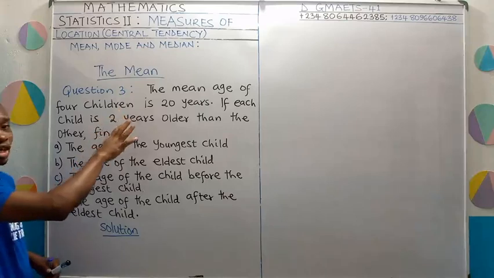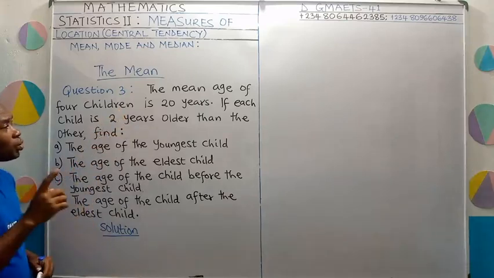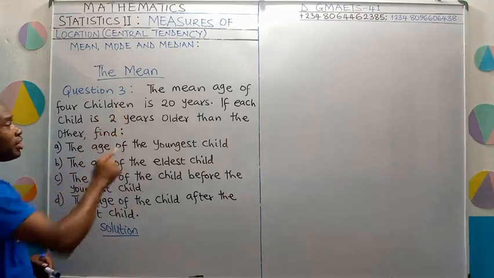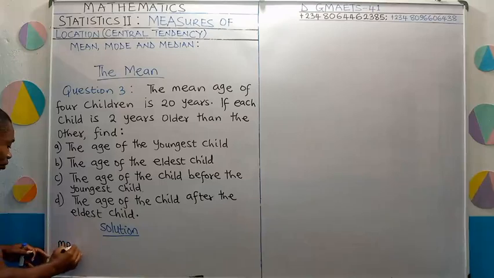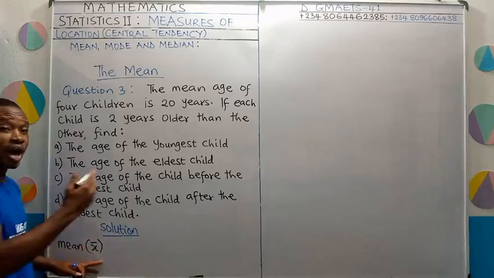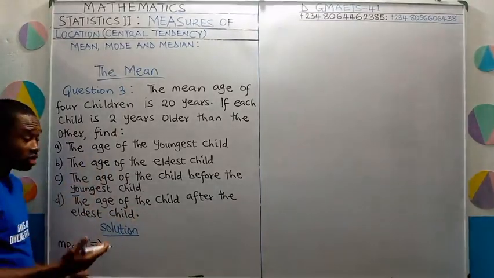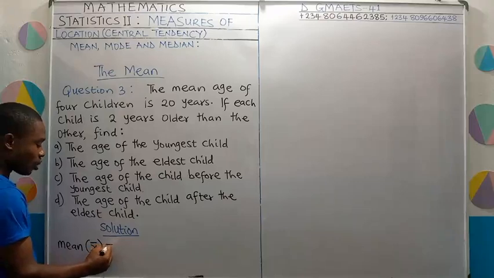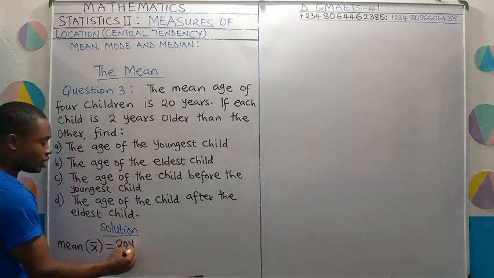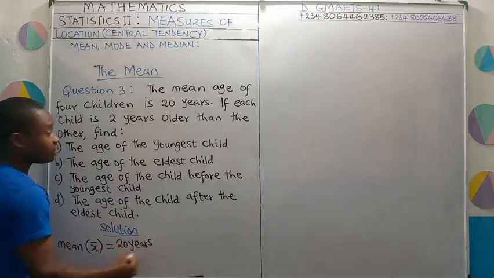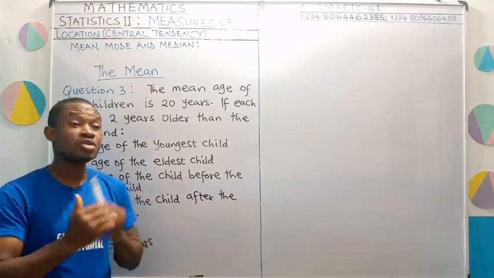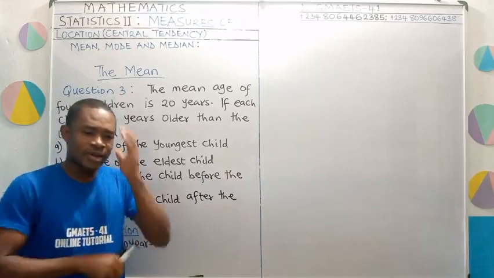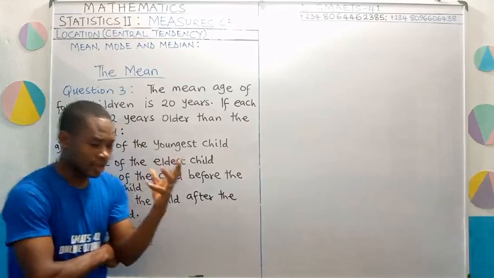Let's see the information given to us from the question. We are given the mean age. The mean age is 20 years. So I'm going to write mean. Like I said, we use bar x or x bar to represent our mean. And the mean age is 20 years. We were told that each child is 2 years older than the other one. What are we going to do there?